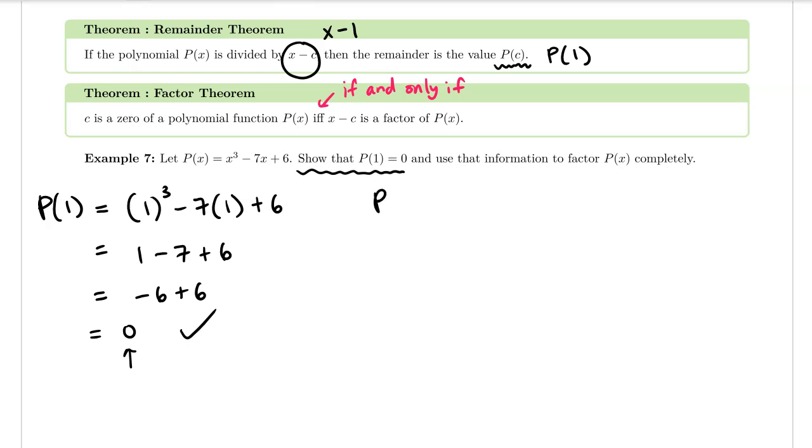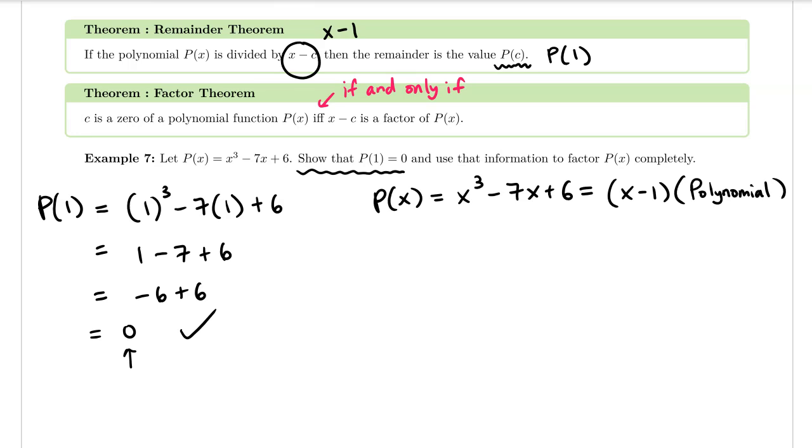Because now we know that p of x can be rewritten, let's just write it as we originally had it, x cubed minus 7x plus 6. And this is going to be equal to x minus 1 times some other polynomial. And it's going to be a lower degree polynomial than our cubic, so that when we multiply together, we get a cubic. So how do we figure out what that polynomial is? Well, we're going to use division.